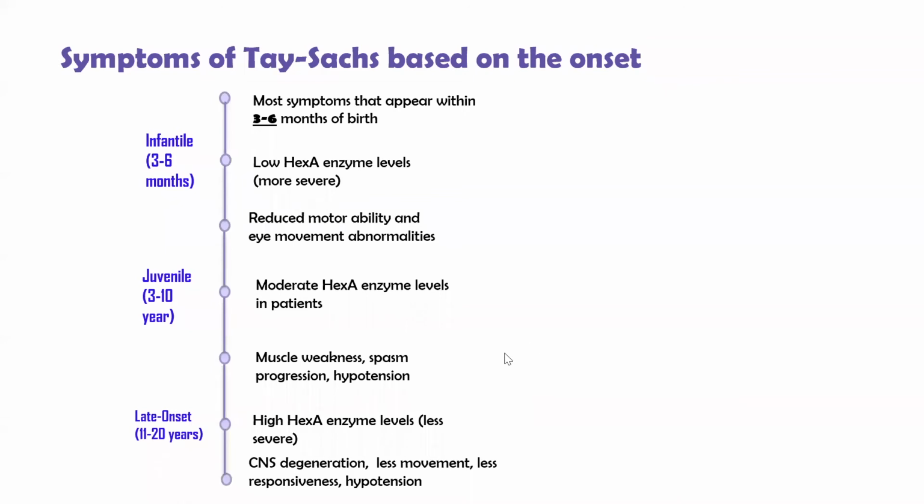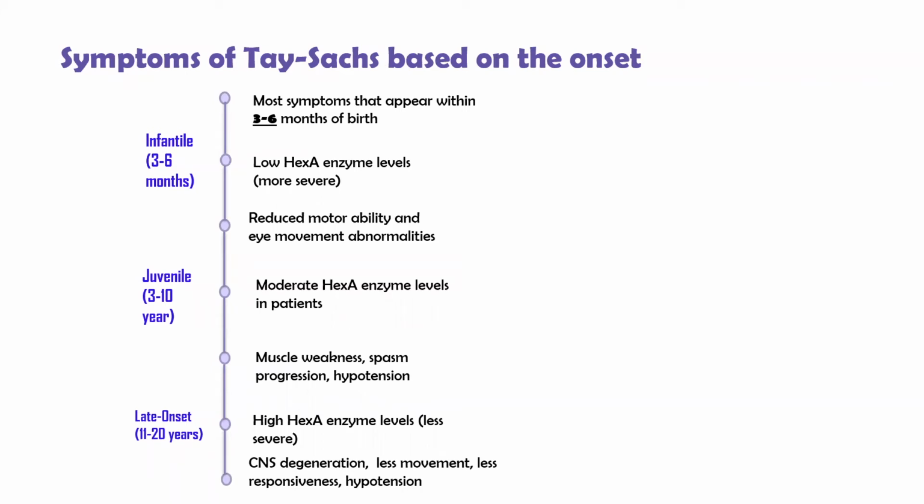The symptoms of Tay Sachs are based on the onset of the disease, with the most severe symptoms present in the infantile onset of the disease. This is because in infantile onset, in which the symptoms appear within 3 to 6 months of birth, the child has very low levels of HexA enzyme present. This leads to symptoms such as reduced motor ability, muscle spasms, muscle twitching, increased sensitivity to sound, and abnormal eye movements.